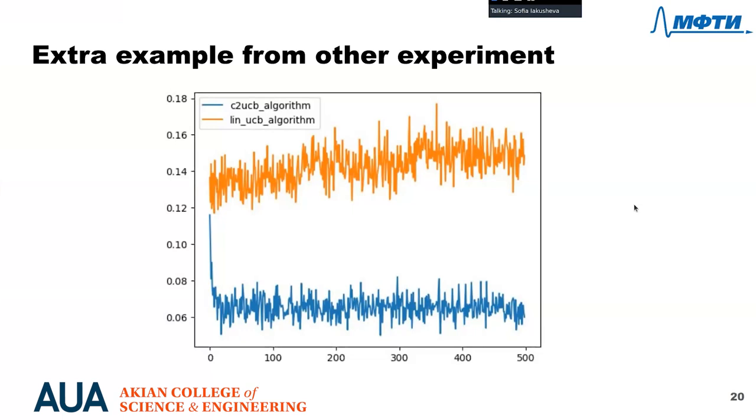We test them on the constant context, and we discover that the Lin UCB algorithm learns very well, and C2 UCB doesn't learn at all. And we make a conclusion that the C2 UCB algorithm is much more focused on the context than the Lin UCB algorithm. So our stochastic metamorphic relations are useful for discovering such things.